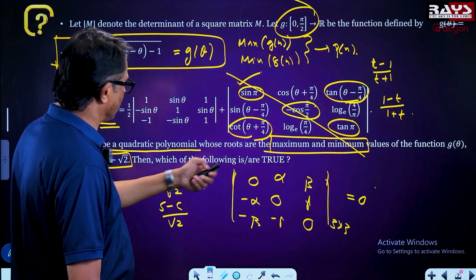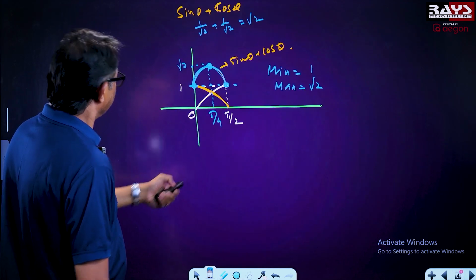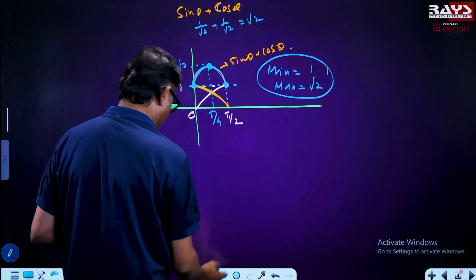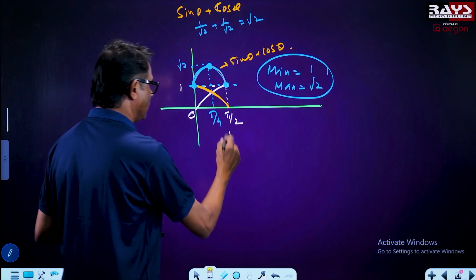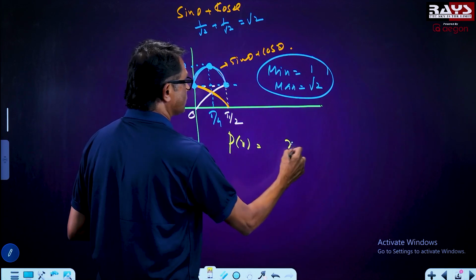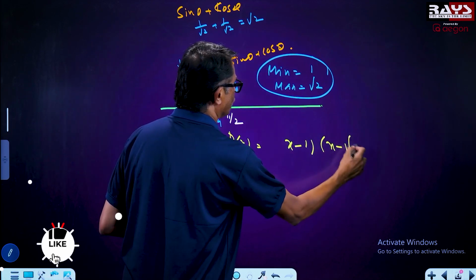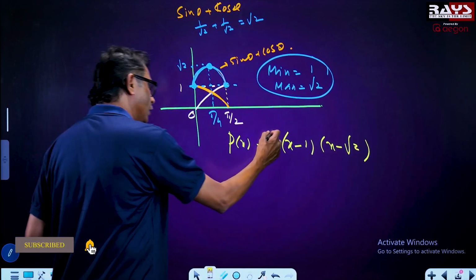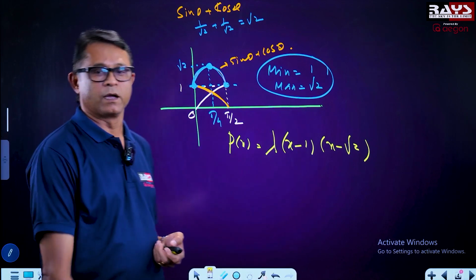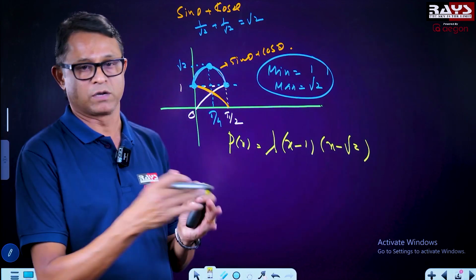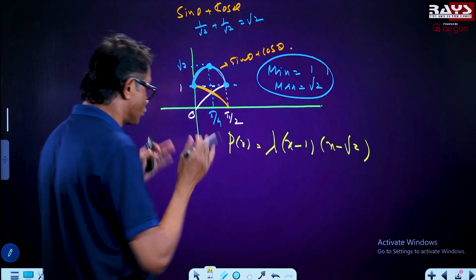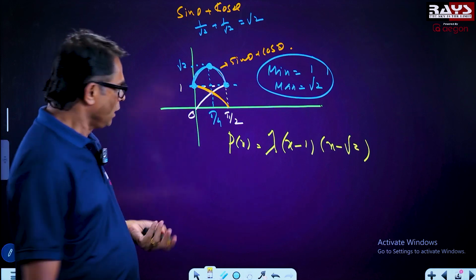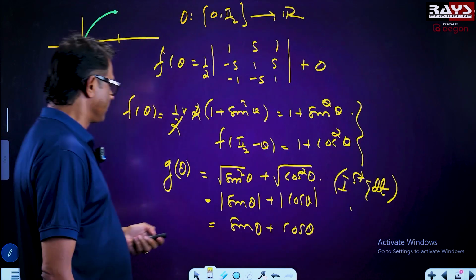So what about P of theta? We can write these two as the roots of a polynomial. So we can assume the polynomial P of x is equal to x minus 1 into x minus root 2, because 1 and root 2 are the roots, and you have to put a constant in front of x, because it can be lambda x square plus something. So you should always write lambda into x minus 1 into x minus root 2. That is the polynomial. And in order to find lambda, they have given a condition.